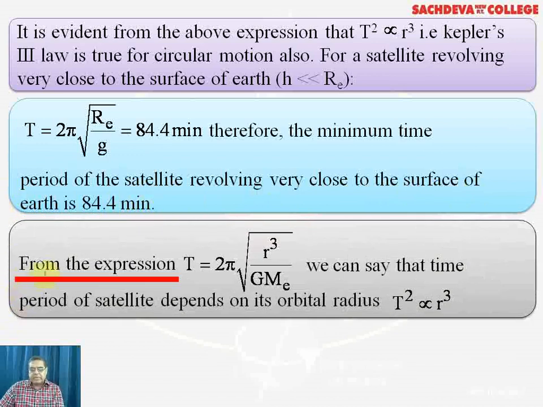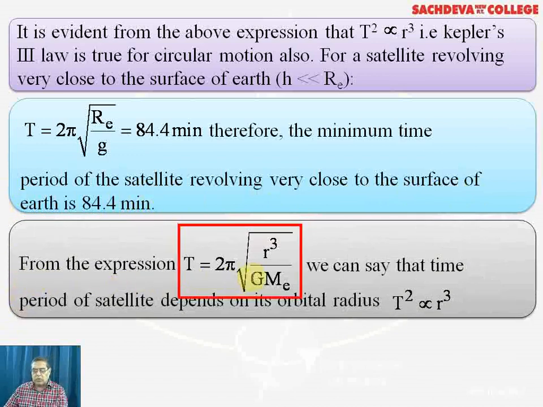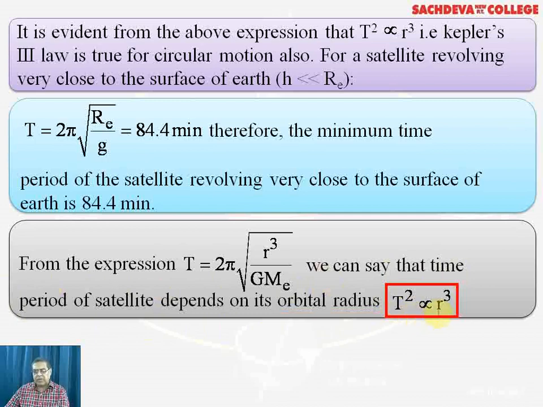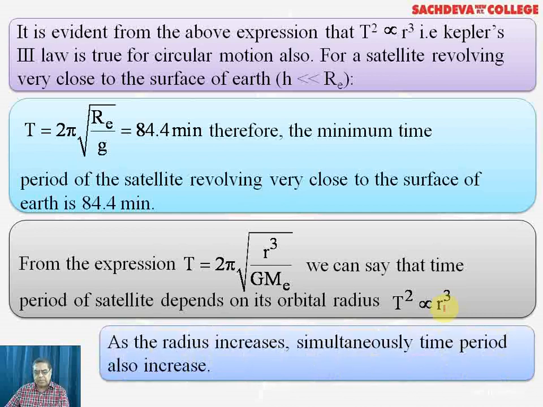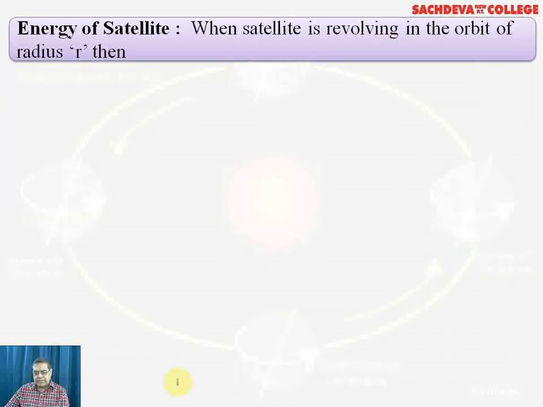Now from the expression T equals 2 pi under root r cube over GMe, we can say that the period of a satellite depends upon the orbital radius, and the relation is T square is proportional to r cube. This statement is known as Kepler's formula or Kepler's law. As the radius increases, the time period also increases.